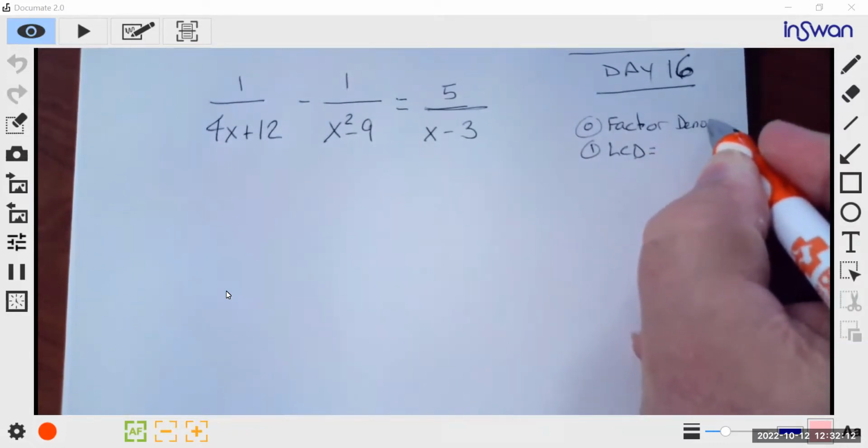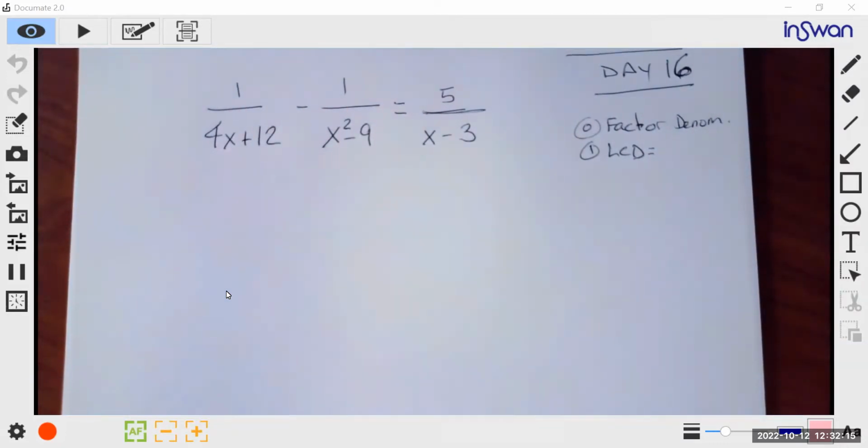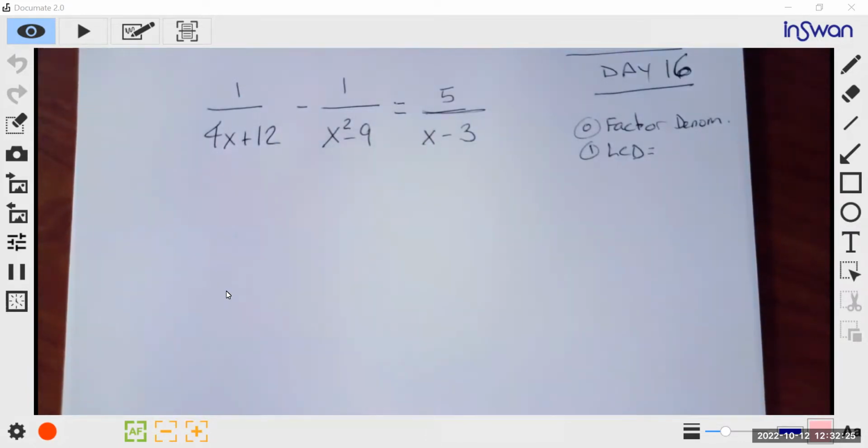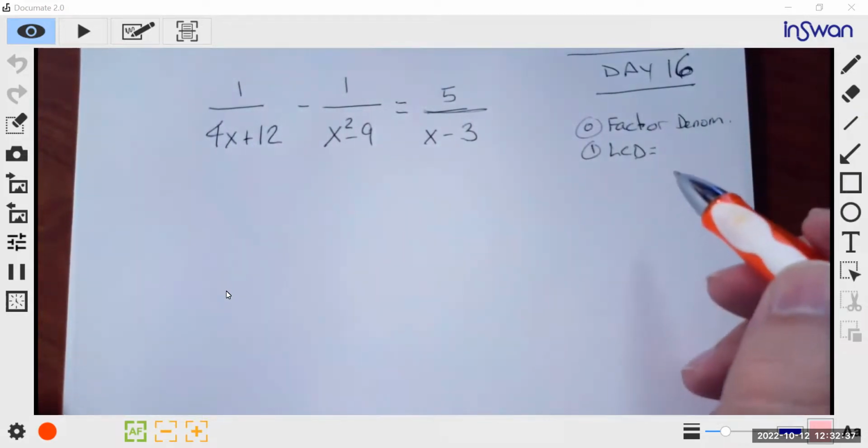Factor denominators. Because we don't know what the LCD is, since we have a lot of squares and stuff like that on the bottom. We can't have that, so we have to factor the denominators. Then we'll know what the basic factors of our denominators are. So first, factor the denominators.